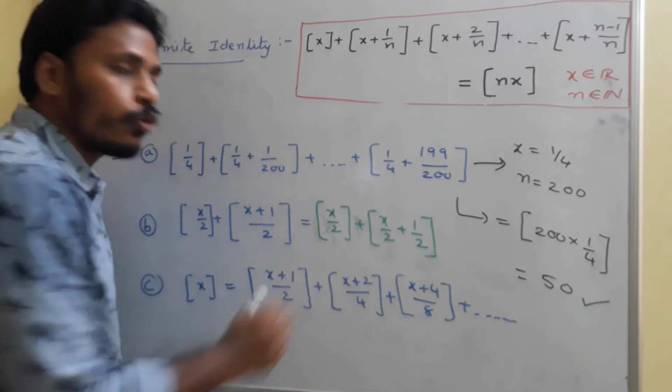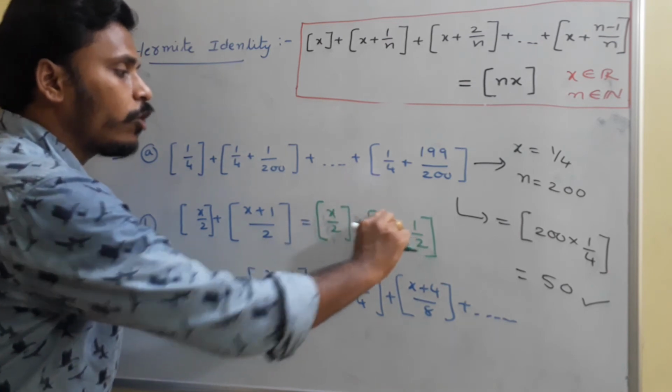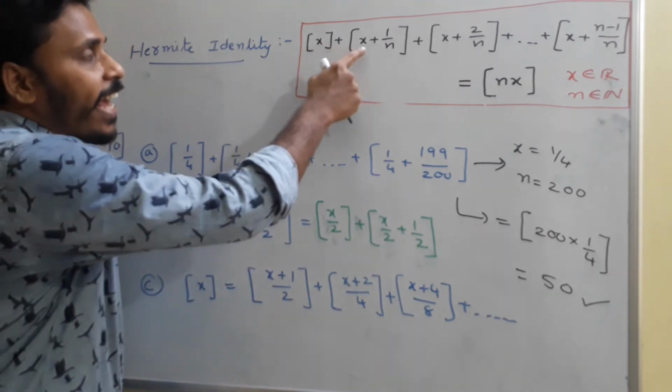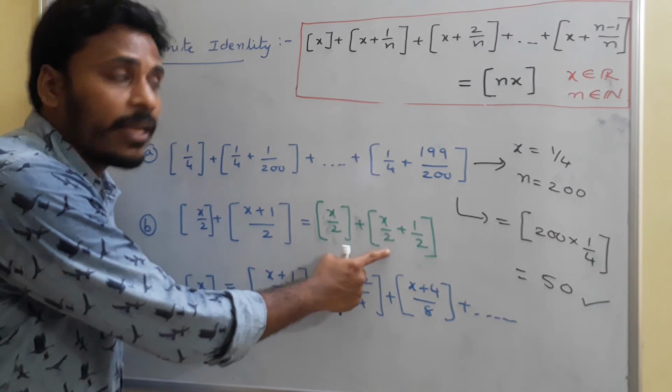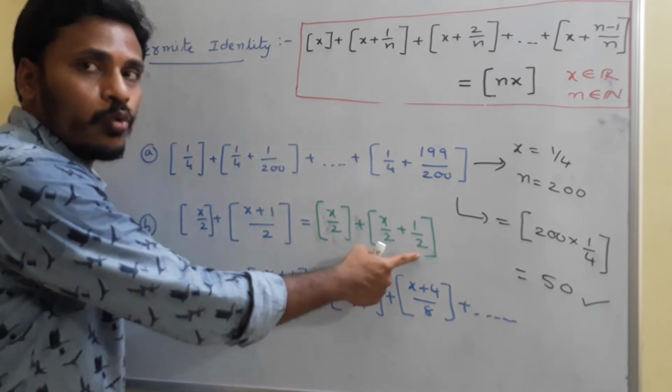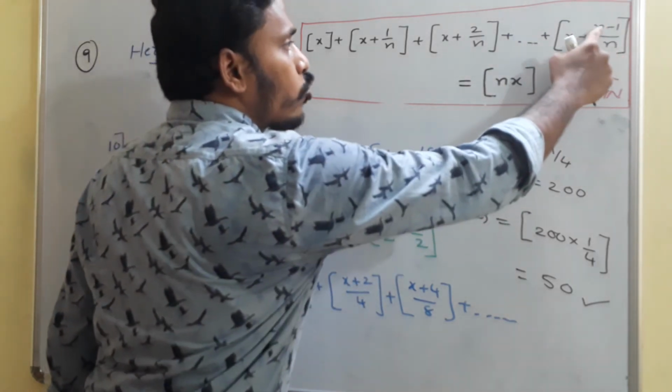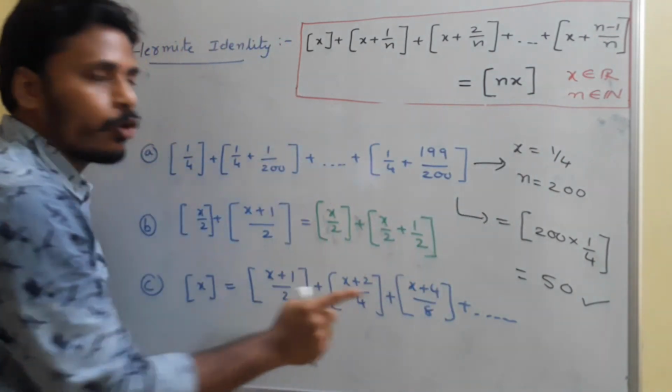Since it has only two terms, the first value is x by 2, just like x. Then we have x by 2, just like n we have 2. n minus 1 by n means 2 minus 1 by 2, which means 1 by 2 only.